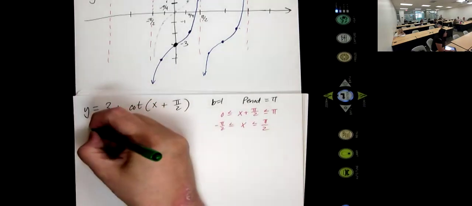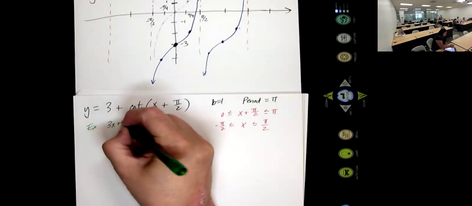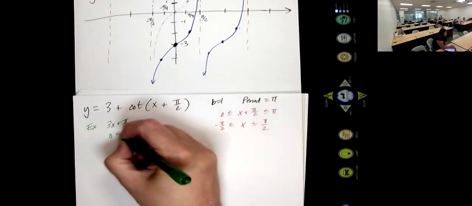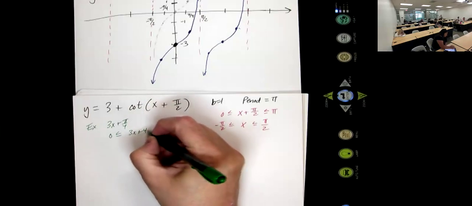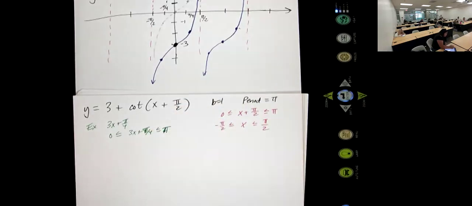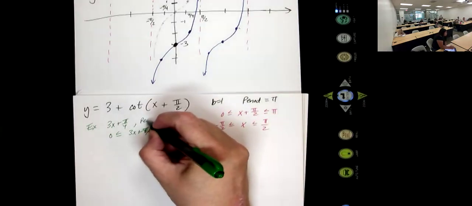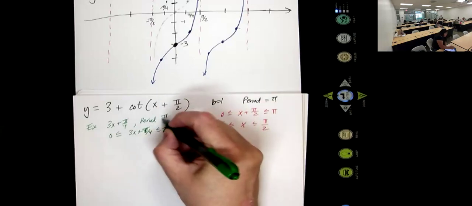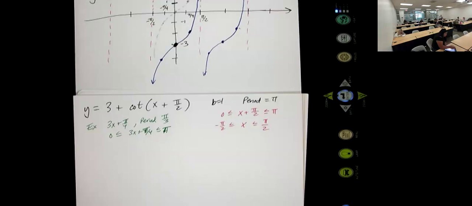If this was 3x plus pi over 4 in there, we'd do the same thing and solve to get where our asymptotes are. The period would be pi over 3, because we've got the 3 right there. We would use this to set up our base asymptotes and do pi over 3 from there. So we've got our asymptotes, we'll put them in.